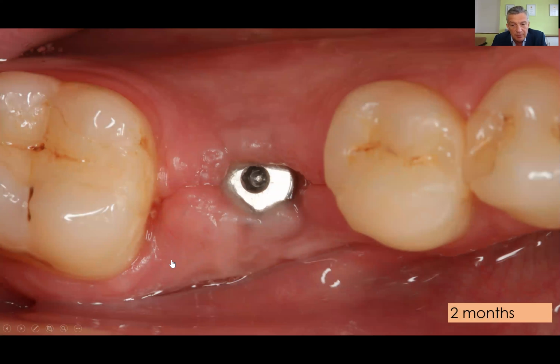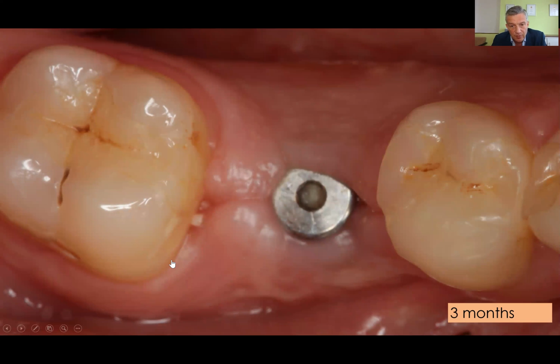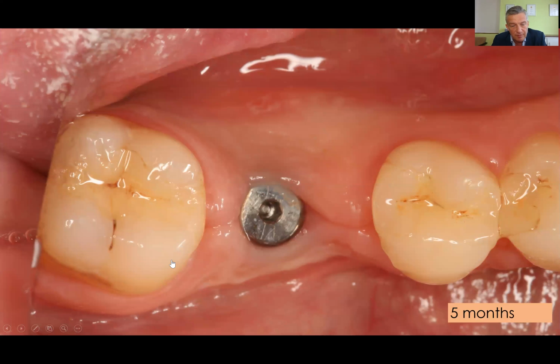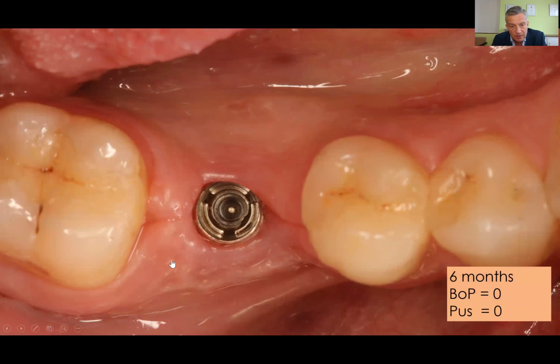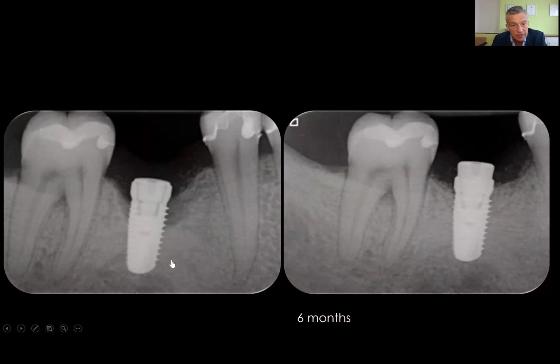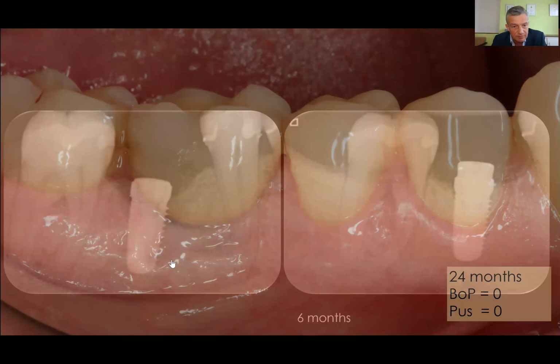And I will share the pictures over time. This is after 2 months. We instruct the patient to clean that, of course. This is after 3 months. This is after 5 months. Then we removed the cover screw after 6 months. No bleeding, no pus, absolutely stable situation. This is a very typical bone situation for this kind of implant.